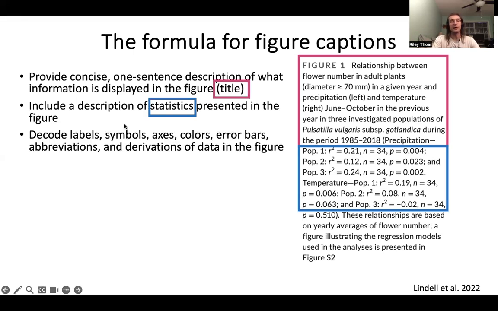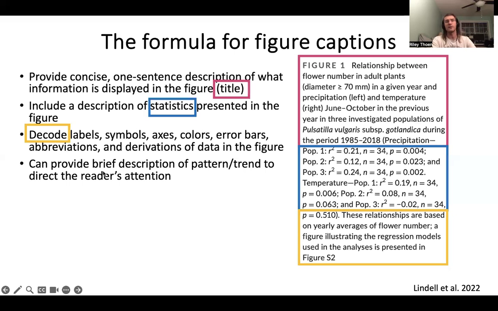Then additionally in the figure caption, it's really important to talk about and kind of decode any sort of labels in the figure, symbols, any derivations of data you did, so that someone can understand how you got from a data set to this figure and what everything in the figure actually means. So in this case here, they talk about how the relationships are based on yearly averages of flower number. It's important they note yearly averages because they could have also gotten this figure with just 1 or 2 individuals. Instead, they're using averages from the whole population.